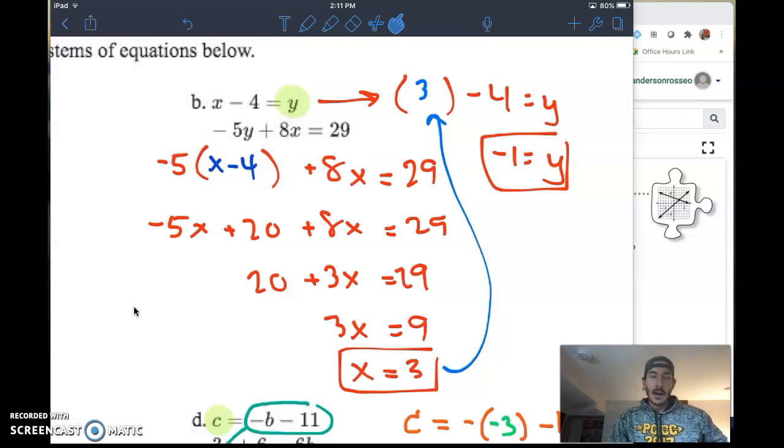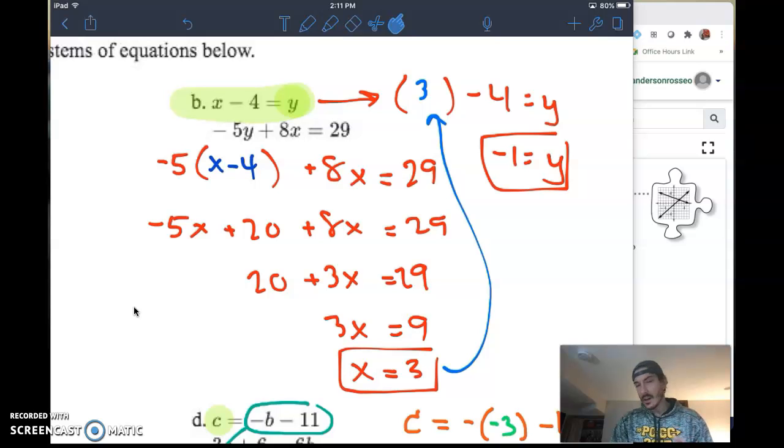Here's letter B. I went ahead and I subbed in that x minus 4 into the bottom equation for y. Then I distributed, then I solved. I didn't necessarily show all my work, but I promise it should be very, very followable for you. I got x was 3, and then I took and I plugged in x equals 3 into that top equation. Instead of x minus 4 equals y, it's 3 minus 4 equals y, and y is negative 1.